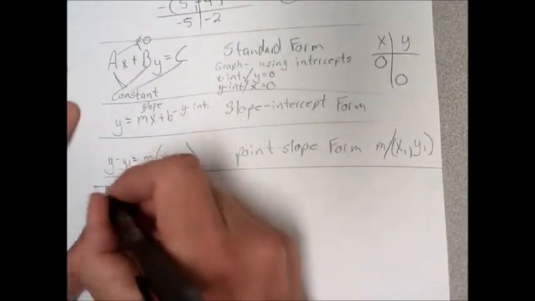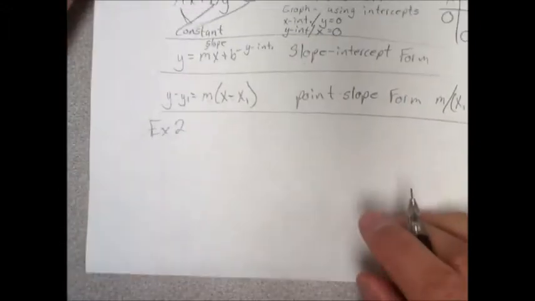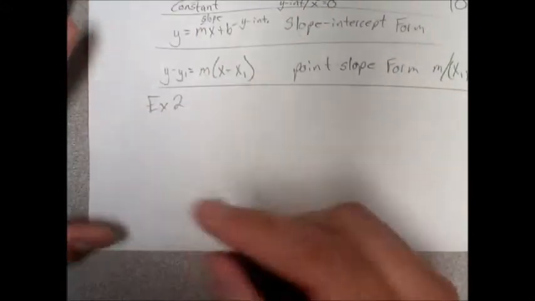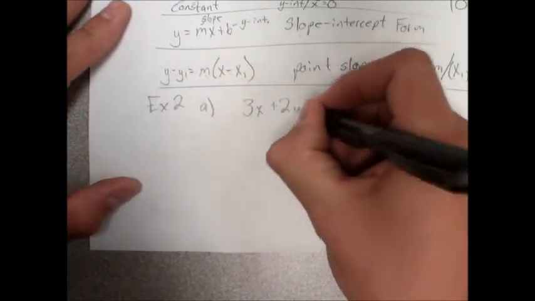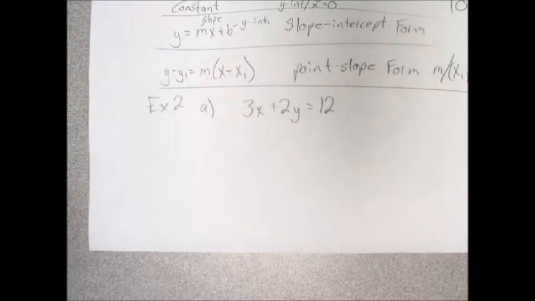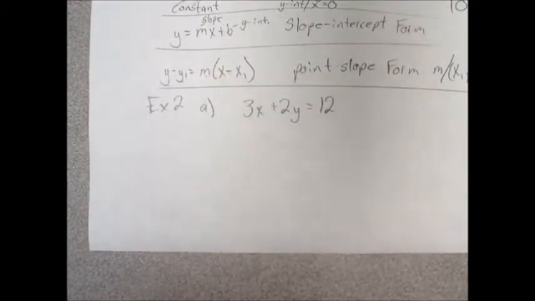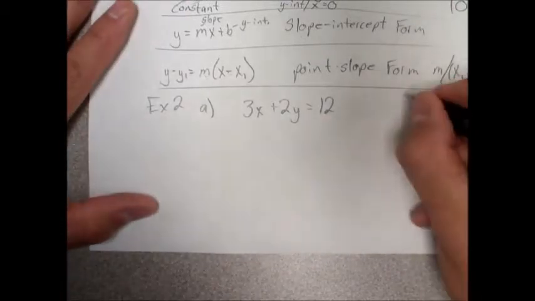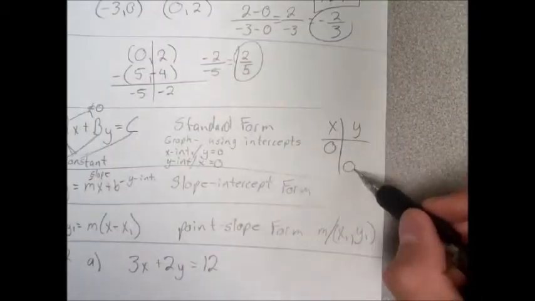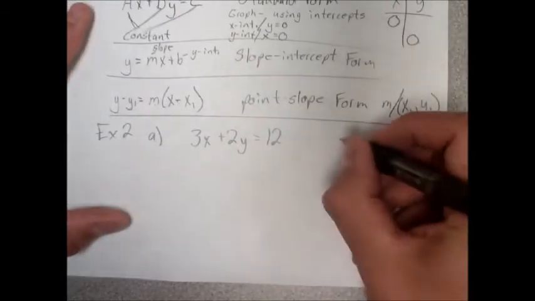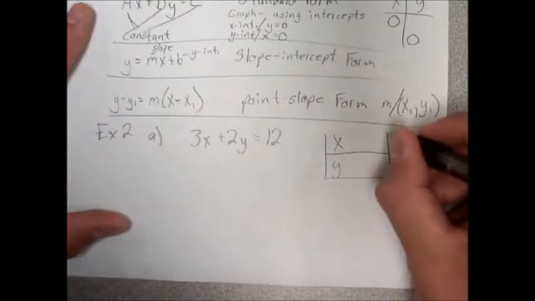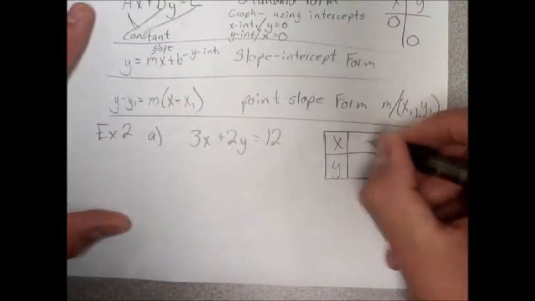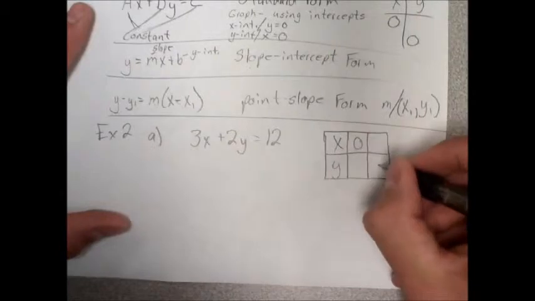Example 2. Get this on the page here. Okay, example 2a says 3x plus 2y equals 12. So first of all, what form is that in? Standard form, right? And in order to graph this, I taught you guys to use the x, y staggered set of zeros. If you don't like that method and you want to do a horizontal chart, I'm okay with that. It's still going to give you the same exact answer. So just for diversity here, we're going to do a horizontal one.